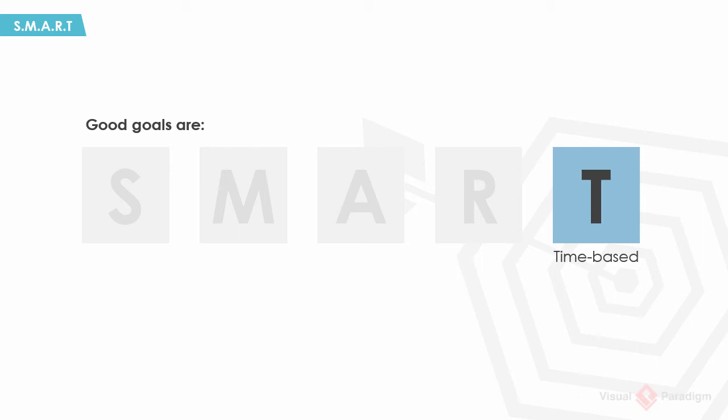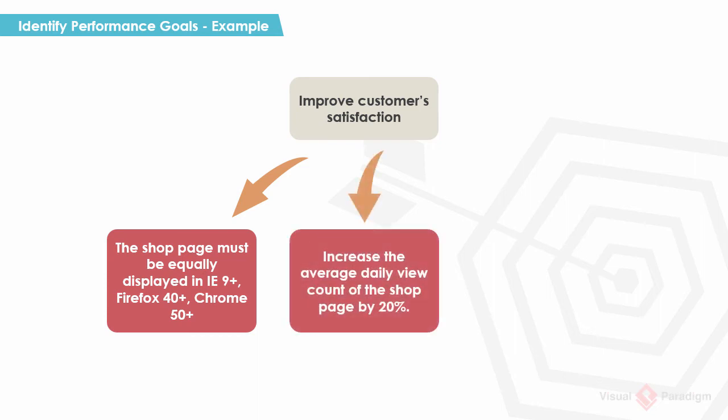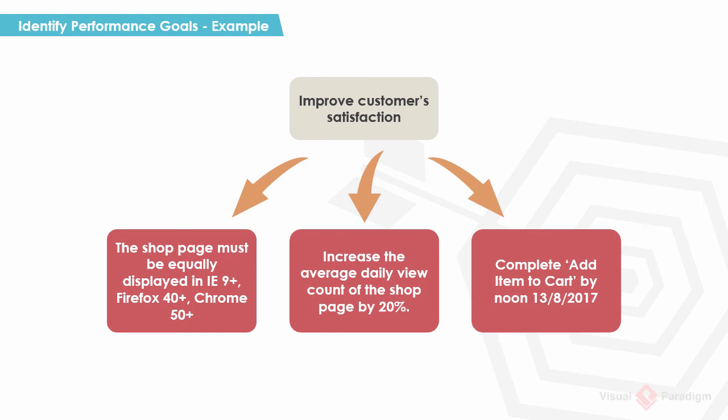Let's go through an example and see how goals can be created in a SMART way. In this example, we have a business objective: improve customer satisfaction. 3 performance goals have been identified for this objective. The first one is that the shop page must be equally displayed in various web browsers. The second one is to have the daily view count of the shop page increased by 20%. The third one is to complete the feature Add Item to Cart by noon 13th of August 2017.